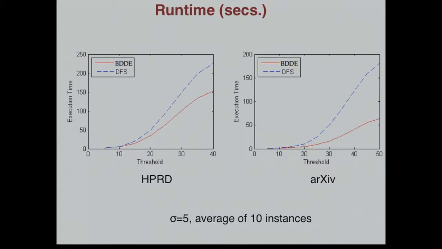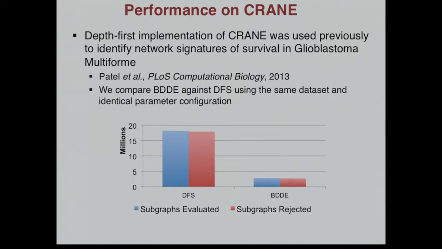So this also translates into runtime. Again, when we look at the runtime as a function of the threshold, we see that the runtime goes up as a function of threshold, by the way, right? But Shan's algorithm does much better than depth-first enumeration.